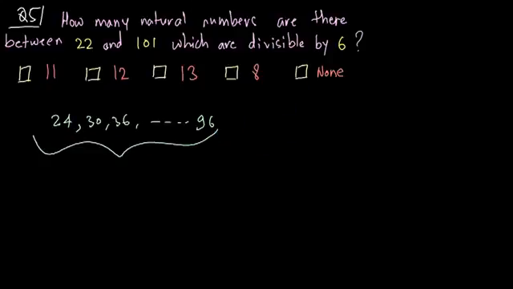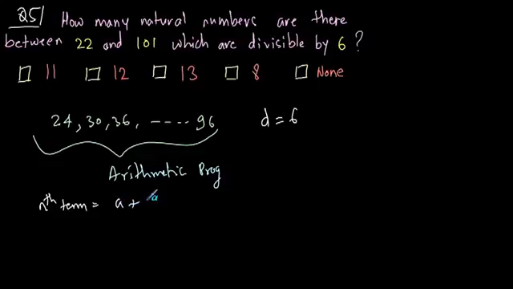This series is actually an arithmetic progression, and here the difference is equal to 6. Now you have to find the total numbers which are there in this series. Just use the formula. You know the last term, so you can use nth term is equal to a plus (n minus 1) d. This is the formula for the nth term. So the last term would give us the number of terms.